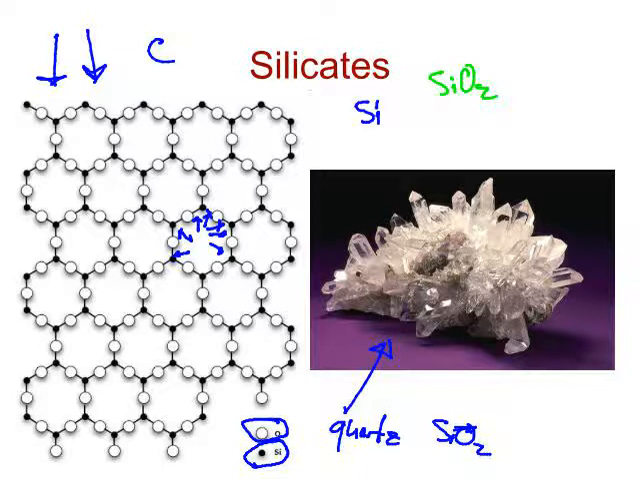And so quartz and other silicates and other network solids of similar nature have high melting points and tend to have very rigid structures. And the reason why is because the particles are held together by covalent bonds.